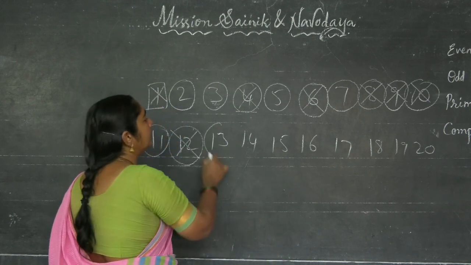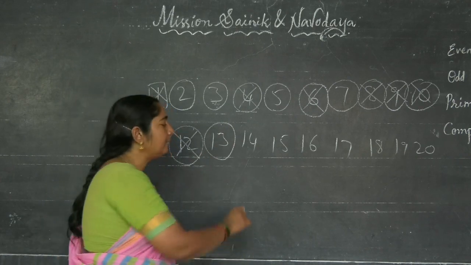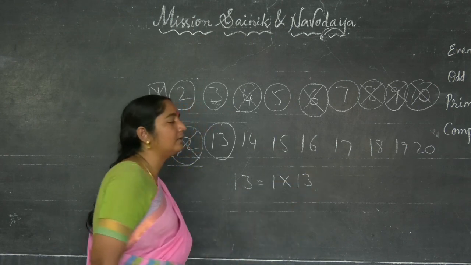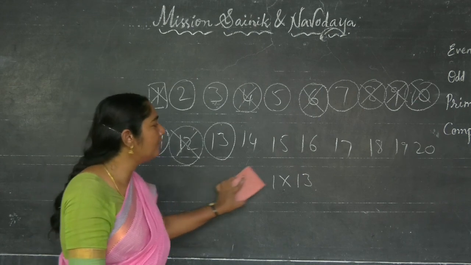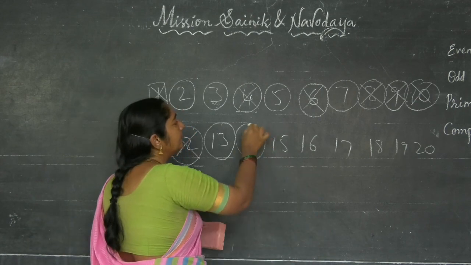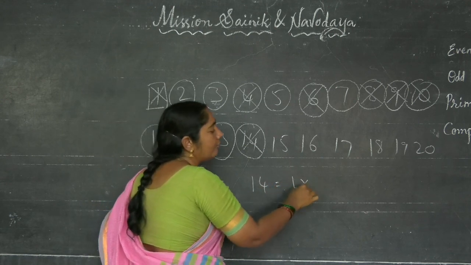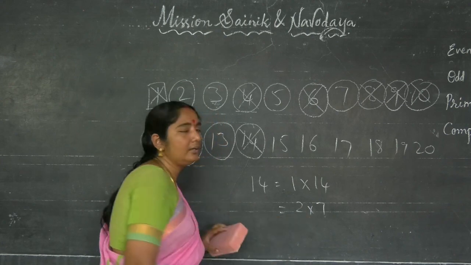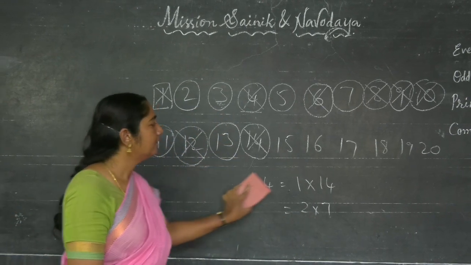Coming to 13. You can't write 13 in another way, except 13 is nothing but 1 into 13. That's all. You can't write it in any other way. So it is a prime number. I think now you are understanding. 14 is a composite number because you can write 14 as 1 into 14 or 2 into 7. So it has more factors. So it is a composite number.